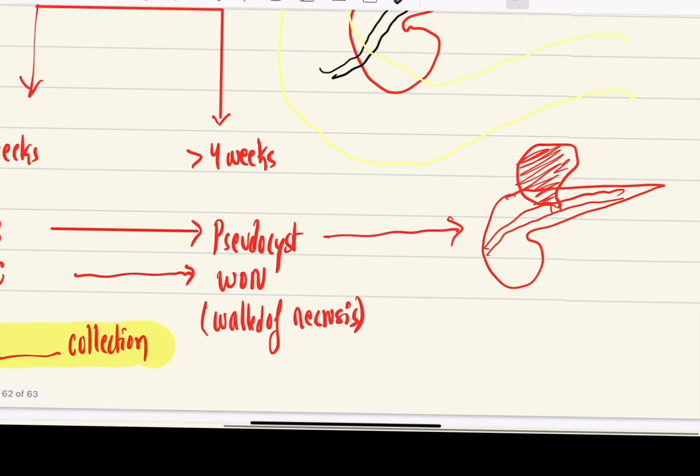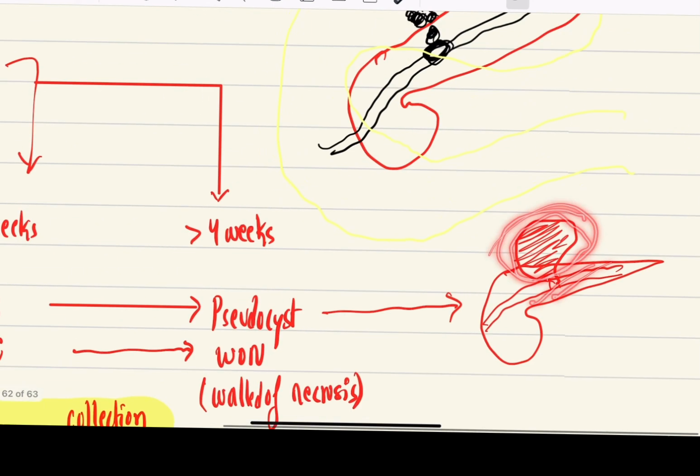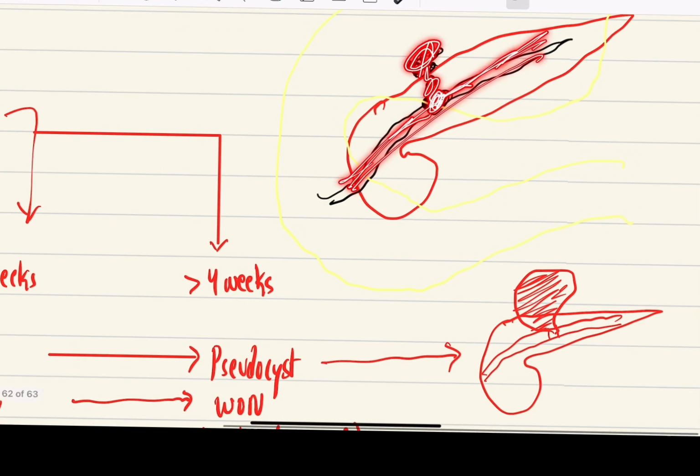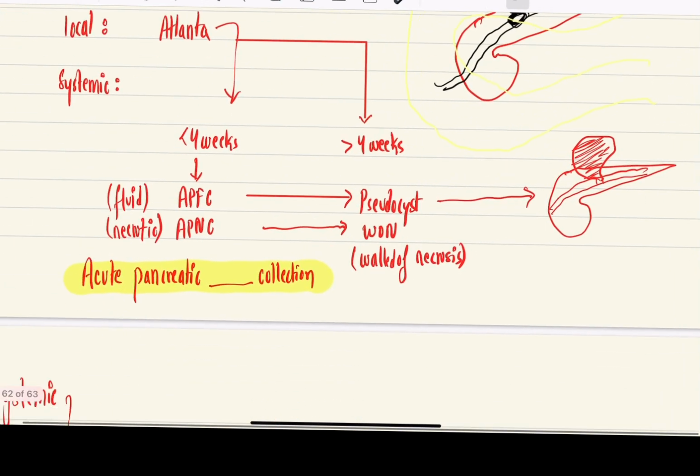You can see here, this is the pseudocyst. This is the leakage of the trypsinogen from the pancreatic duct, resulting in pseudocyst formation.